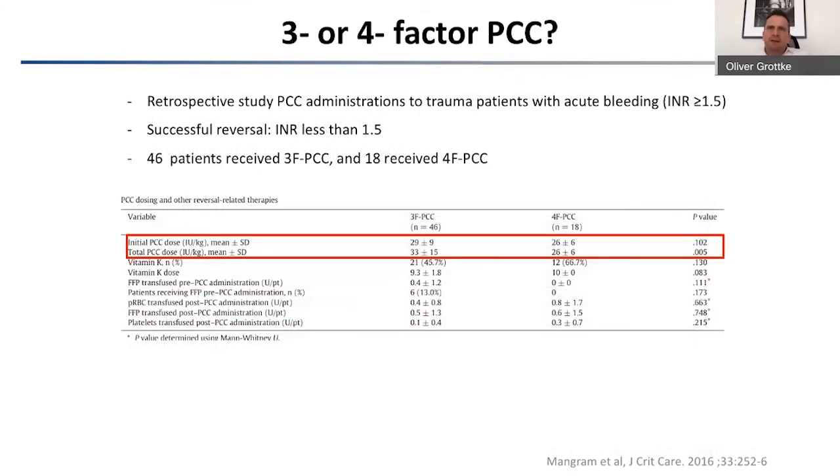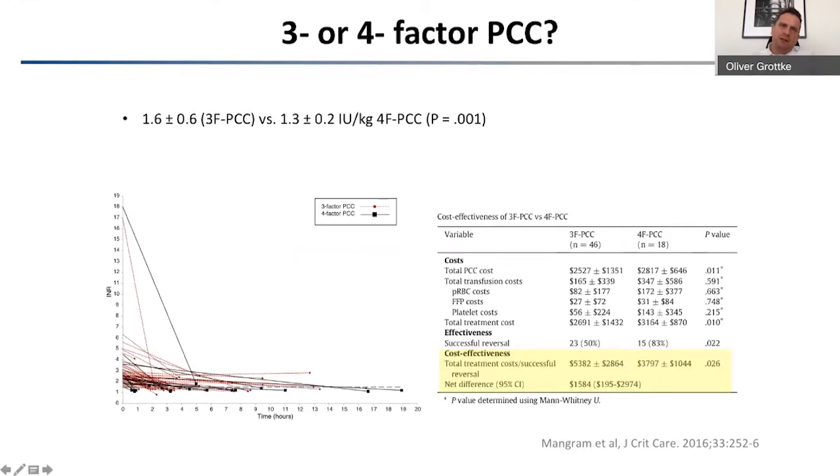Another study here, again a retrospective study with acute bleeding, 3-factor PCC versus 4-factor PCC. The initial dose was comparable. However, the total dose needed for reversal was lower in the 4-factor PCC. And successful reversal in the study was defined as an INR less than 1.5. And this is shown here in this graph. You can see that those patients here with black lines, this is the group of the 4-factor PCC, had a significantly higher success rate in achieving this lower INR of 1.5 as compared to the 3-factor PCC.